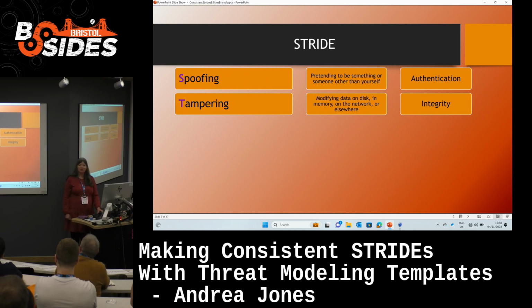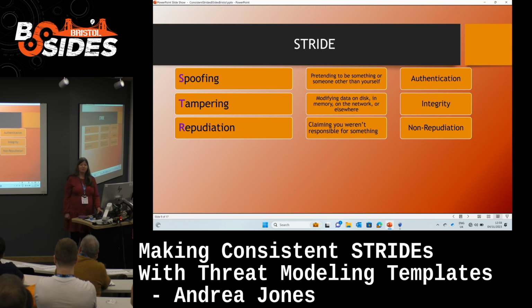Tampering. So that's modifying data in some place. It could be static or in transit. And so we get around that with integrity, that what is there is what we expect. So taking hashes and things so that we know that what's there is what was there before. And having backups so that you can restore your integrity is obviously another important mitigation.